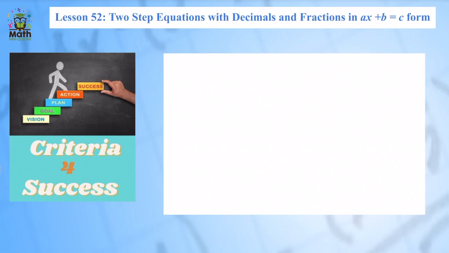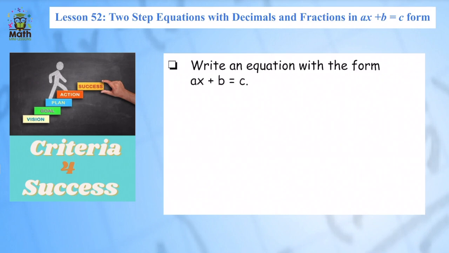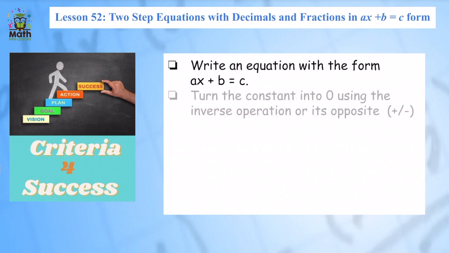This is Sarah and we're at lesson 52, two-step equations with decimals and fractional numbers. Our CFS isn't very different than the last one. I want you to make sure you're watching how we write an equation with that ax plus b equals c form. At this point, you should be recognizing the ax as a rate and a b as a constant. Your c is just your second expression.